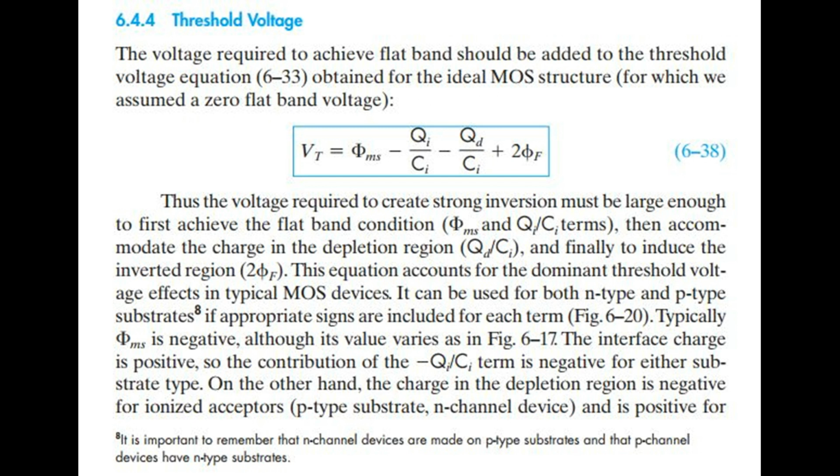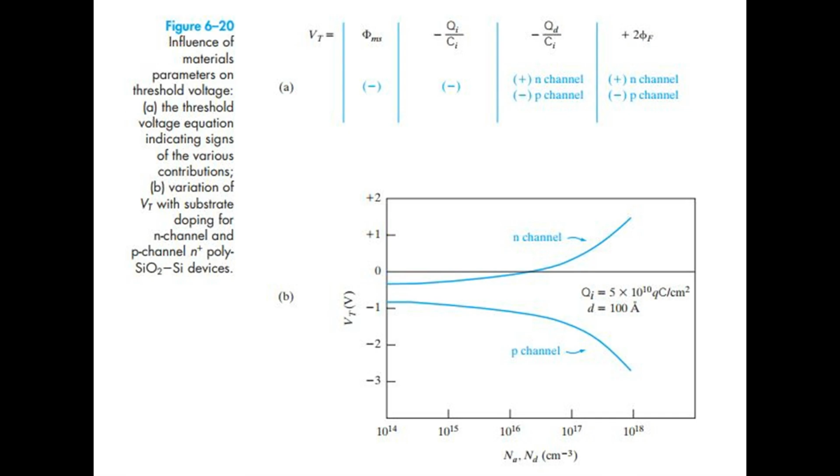Typically FMS is negative, although its value varies as in Fig 6.17. The interface charge is positive, so the contribution of the Chi/Ci term is negative for either substrate type. On the other hand, the charge in the depletion region is negative for ionized acceptors, P-type substrate, N-channel device, and is positive for ionized donors, N-type substrate, P-channel.